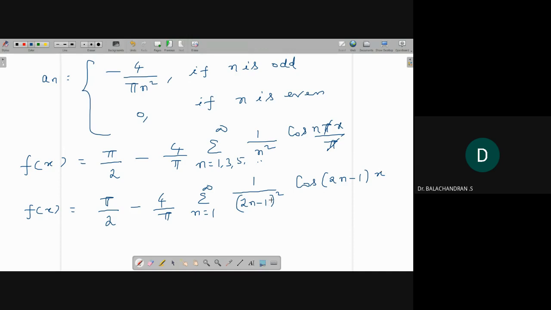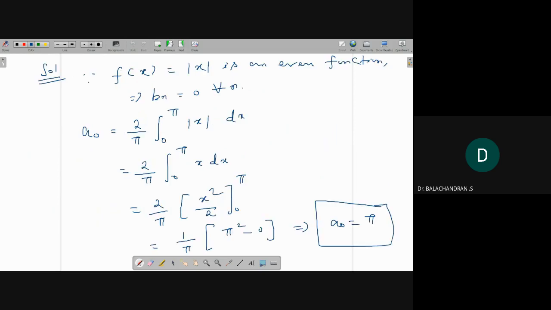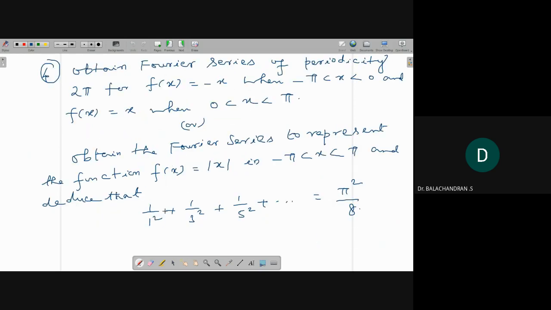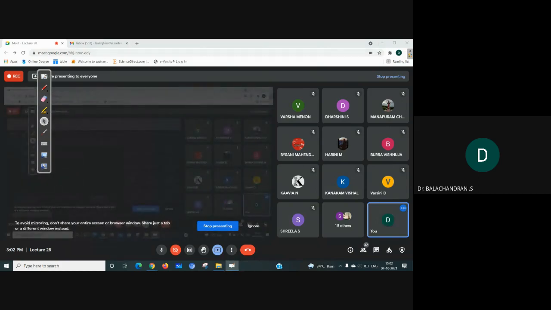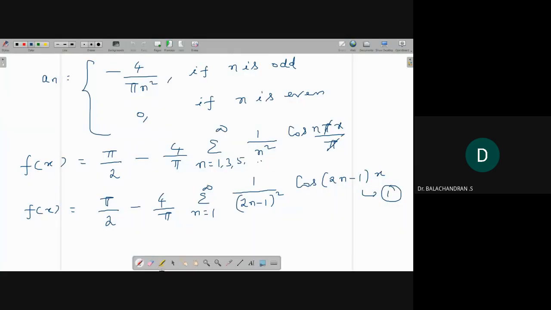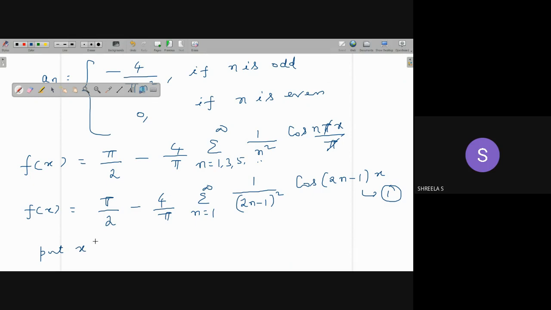So now I call this equation 1. So I need to find what? The series 1 by 1 square, 1 by 3 square, 1 by 5 square, everything is positive. So in which value should we put x? Put x is equal to 0. Okay, 0. So x equal to 0 is a point of continuity.